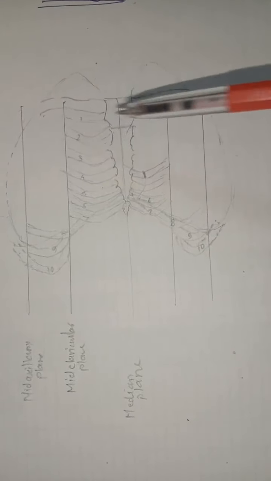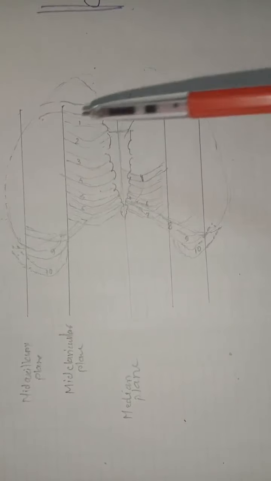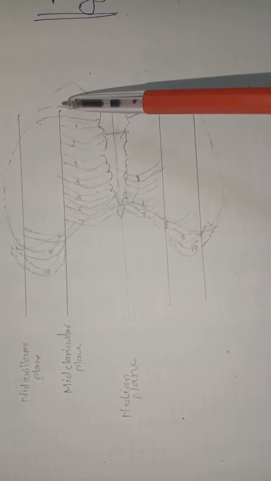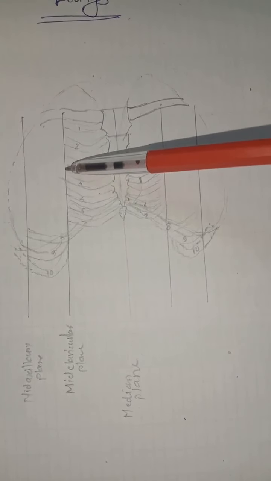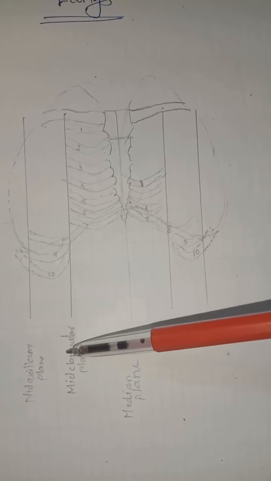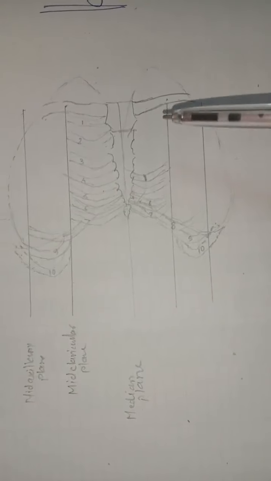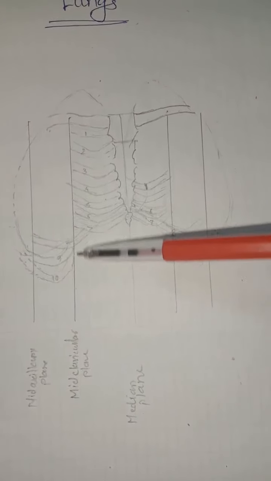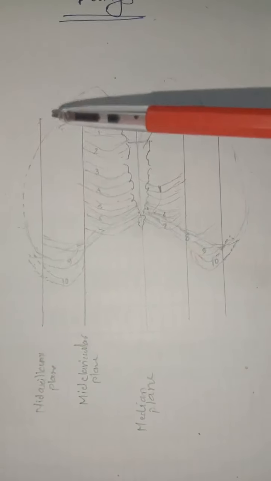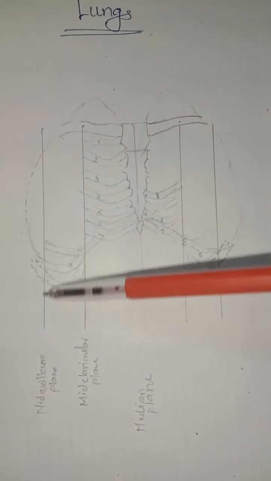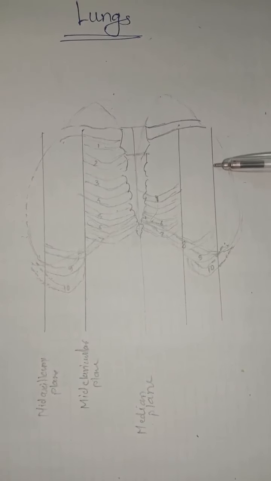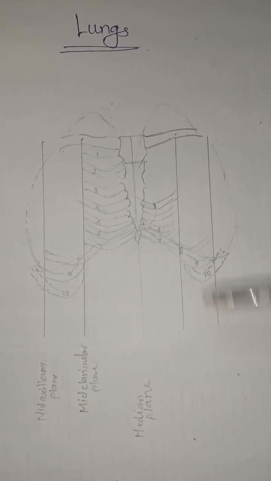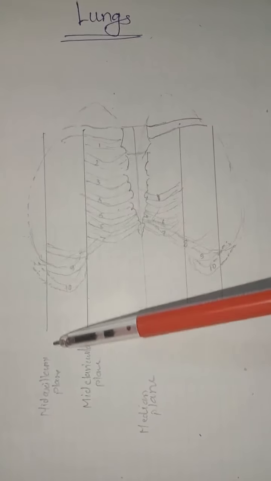Then on both lateral sides draw the mid clavicular plane. In the middle part of the clavicle the line passes through the nipple and then goes downward to the mid inguinal region, on both sides. This is the left mid clavicular line and this is the right mid clavicular line. Then draw the mid axillary plane, which passes through the middle part of the axilla. So this is the left mid axillary line and this is the right mid axillary line.